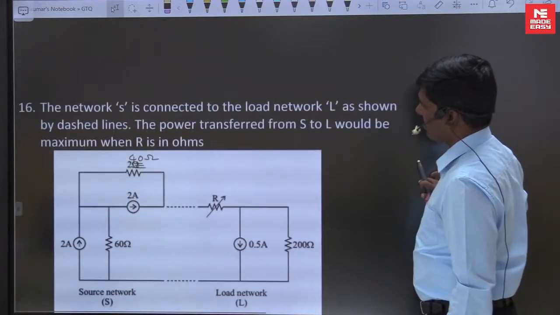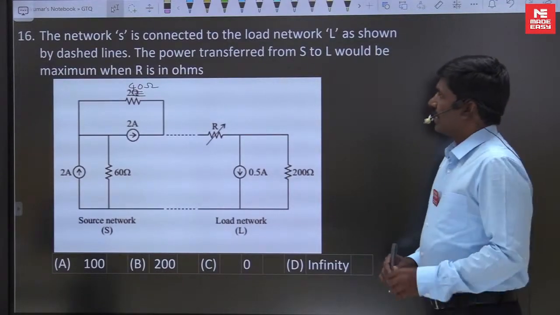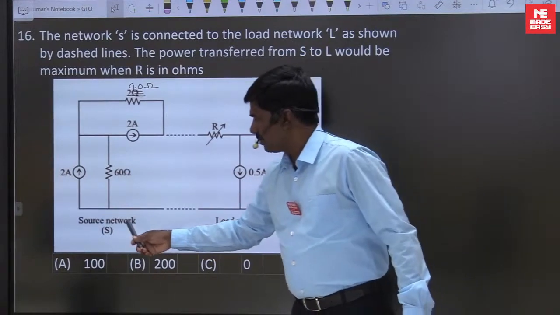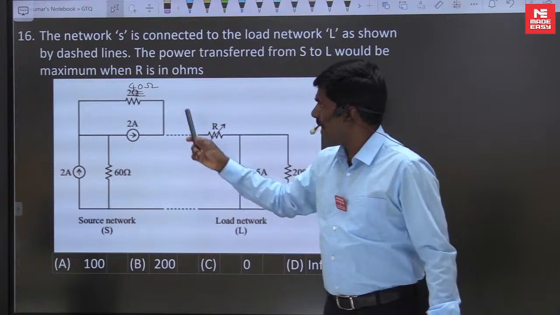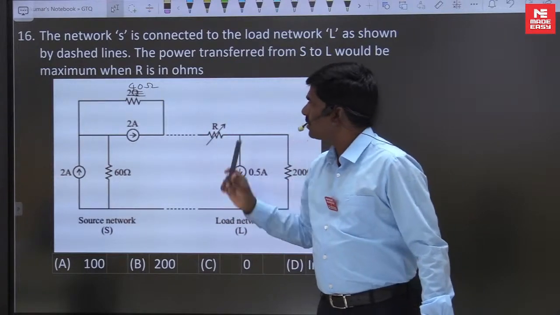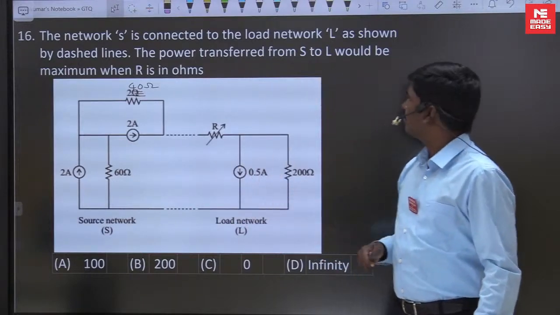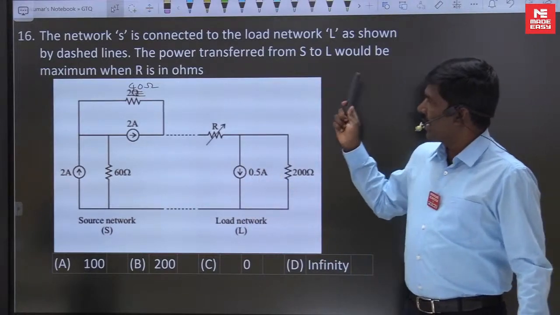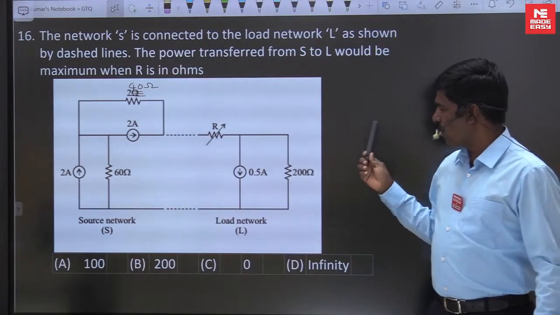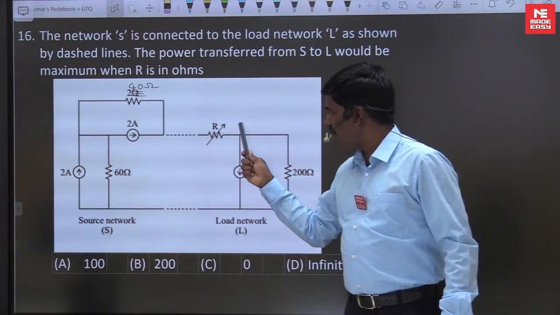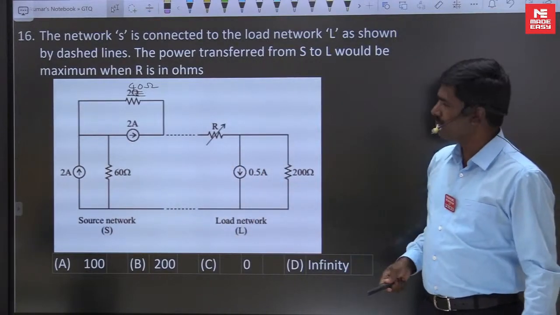Now give the answer for this question. The network S is connected. S means the source network is connected to the load network L shown by dashed lines. The power transferred from S to L, source to load, would be maximum when R is what value in ohms? How much should the value of R be so that the maximum power is absorbed by the load?